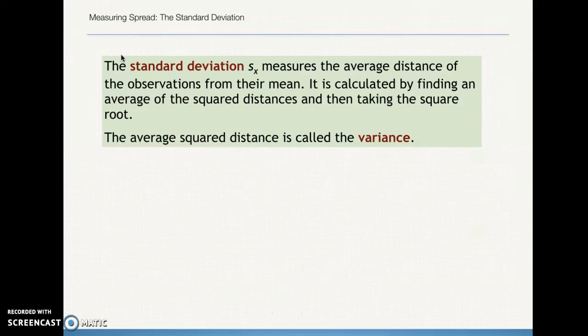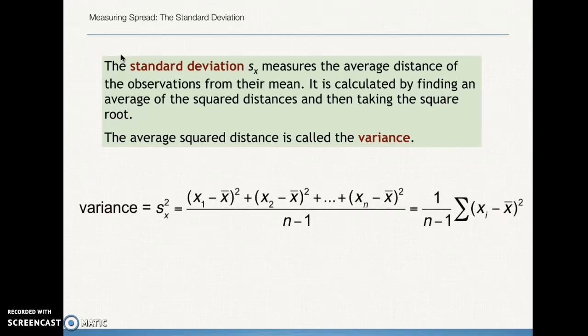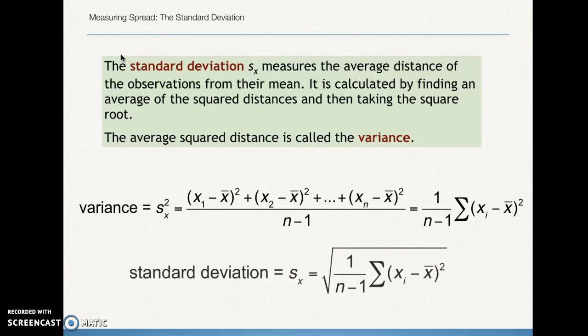So once again, the standard deviation measures the average distance between each of the observations and the mean. And we calculated it, as you saw, by finding the difference, squaring, adding them all together, then dividing by n-1, and then taking the square root. So the average squared distance is the variance. You can see the formula here. This is a formula on your formula sheet. Standard deviation is when we take the square root of that.